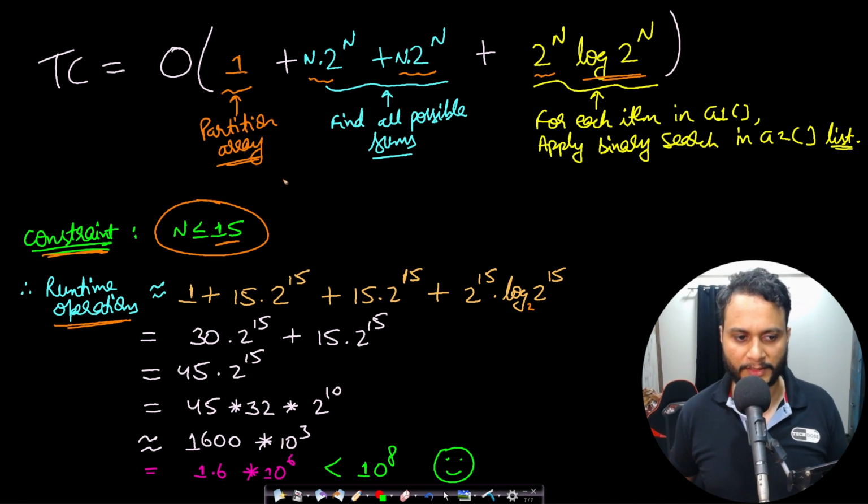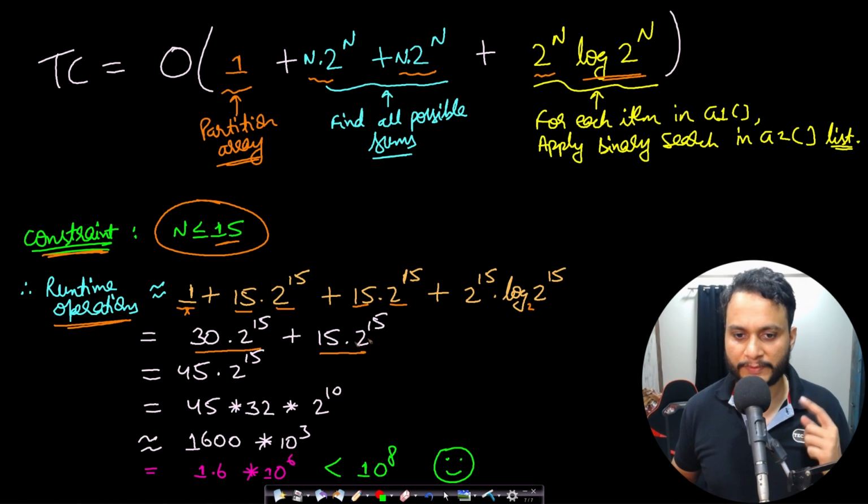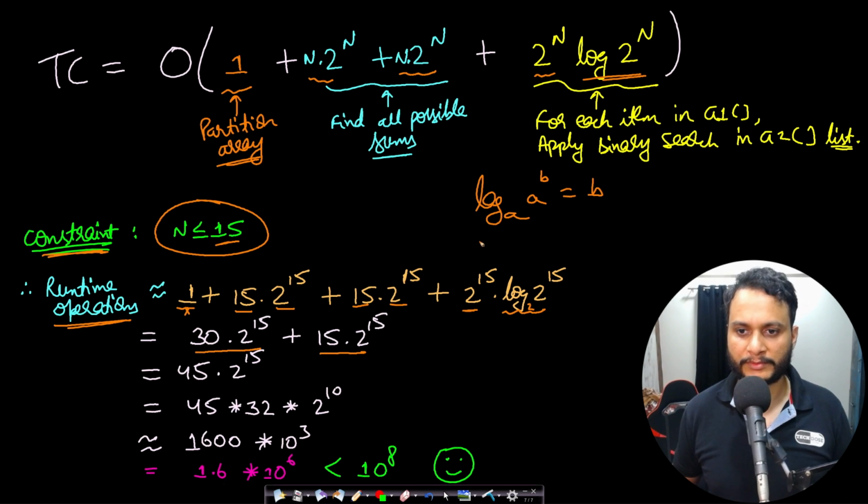Partitioning into two parts. So if I just ignore this one because this is insignificant in this calculation, you will see that I can take 2 to the power 15 as common, and I can just write it as 15 plus 15, which is 30 times 2 to the power 15. And on the right hand side we can write it as 15, which is coming from this log value, into 2 to the power of 15, right? Because you know that log a base a to the power of b will be equal to b, right?